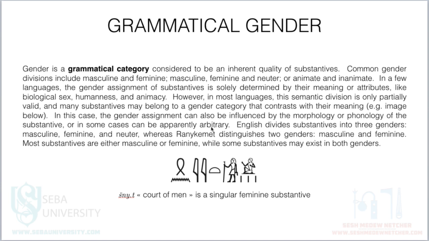All right, through time. Now English divides substantives into three genders: masculine, feminine, and neuter. Whereas Ranykemet, or ancient Egyptian, distinguishes only two genders. That's masculine and feminine. Now in Ranykemet, most substantives are either masculine or feminine, while some substantives may exist in both genders. So what does that mean?